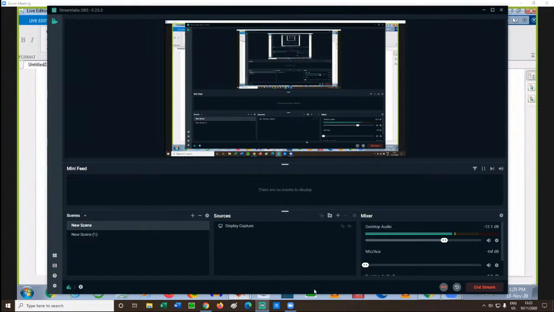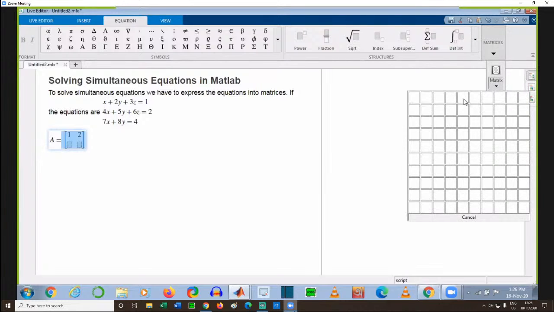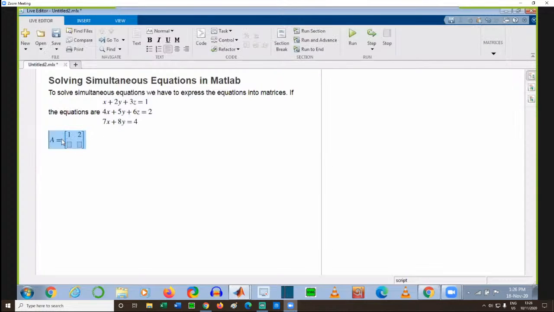Okay, so we have 1, then we have 2, it's 2 by 2, 1, 2, 1, 2, and what about another? Change the dimension. Oh, okay, we have to take 3 by 3 from here.